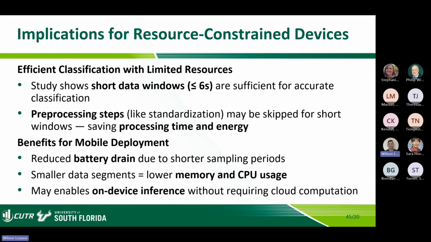Benefits for mobile deployment. This might reduce the battery drain. That's a complaint when you are collecting data passively using applications on users. Users complain about battery drain, and we are doing shorter sampling periods. Smaller data segments relate to low memory and CPU use, and may enable on-device inference without requiring cloud computing.